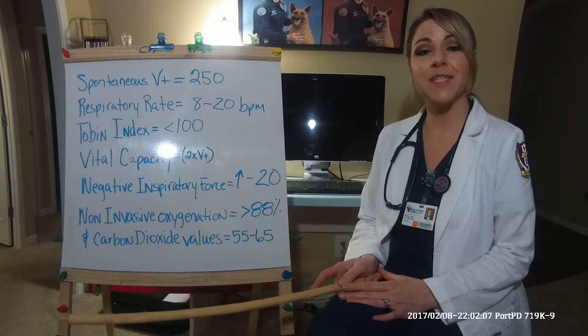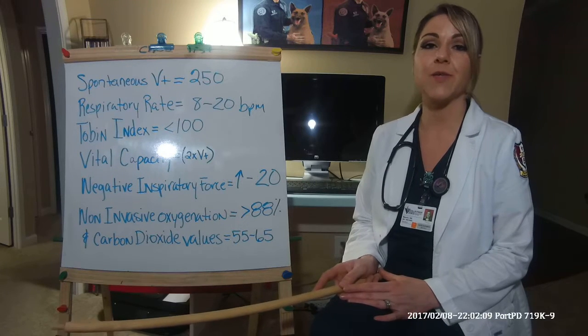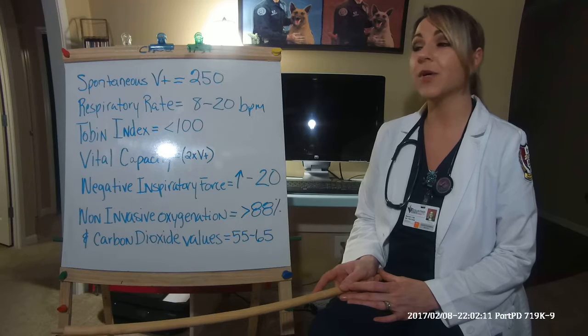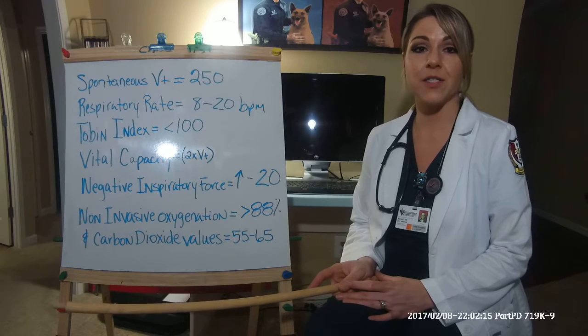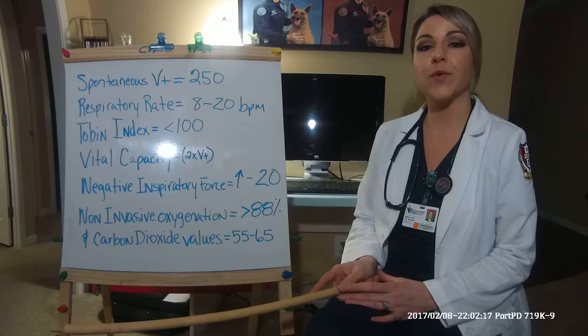Okay, so we've successfully weaned Miss Tubbs to an SIMV rate of 4 breaths per minute, a pressure support of 5, a PEEP of 5, and 35% oxygen. So now we're going to look at her weaning parameters.